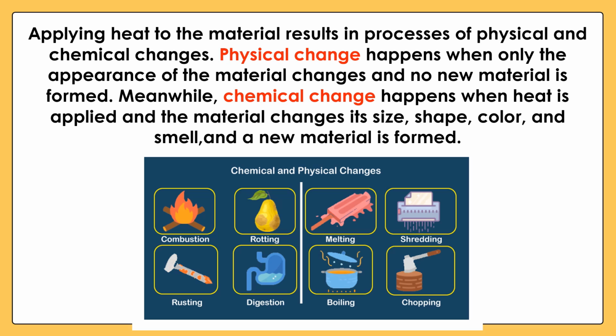Applying heat to the material results in processes of physical and chemical changes. Physical change happens when only the appearance of the material changes and no new material is formed. Meanwhile, chemical change happens when heat is applied and the material changes its size, shape, color, and smell, and a new material is formed.